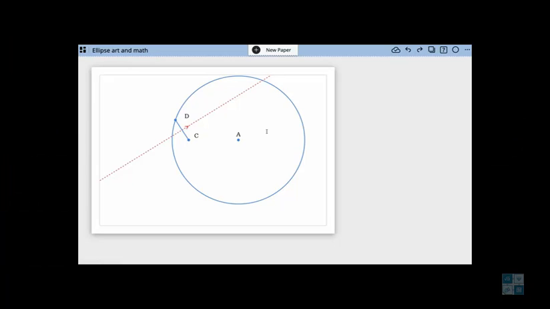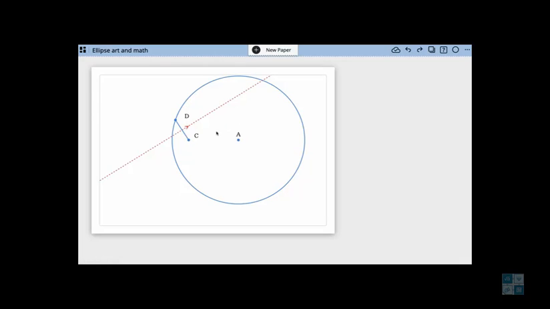Ellipse art and math. So today we're going to create some string art using a really basic idea of the set of all points that are equidistant from 2 points, A and C. It's going to be an ellipse, so it's that distance. So if I take the distance from some point out here, we call the point P, between A and C, and we take the distance, add it together, and that distance is always constant.